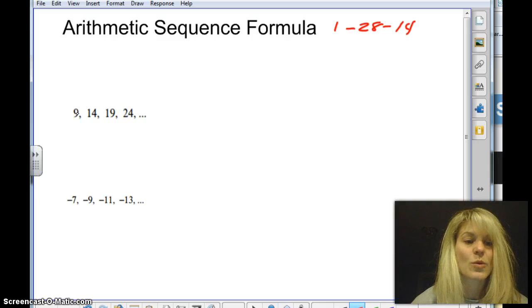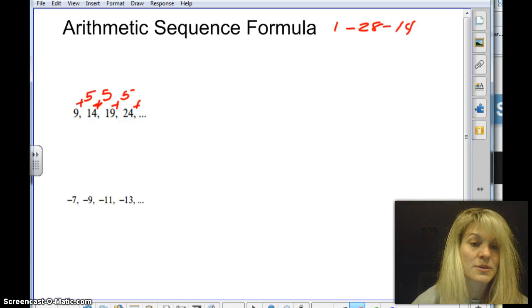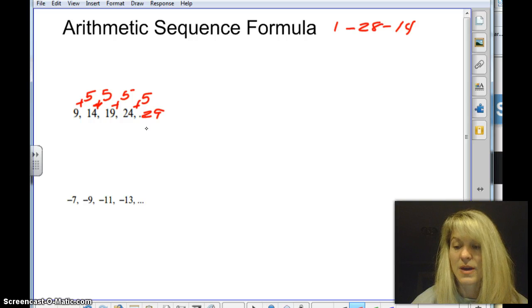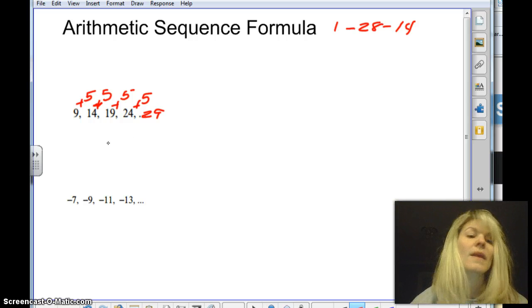So I'm going to look at what happens from 9 to 14. Hopefully you know if we add 5 to 9, we get 14. And if it's an arithmetic sequence, I should be adding 5 each time. 14 plus 5 is 19. So far, so good. 19 plus 5 is 24. So this is my first term, second term, third term, fourth term. If I wanted to find the fifth term, I would just add 5 here, and my fifth term would be 29. So clearly you can see each time we're adding 5. So therefore it's arithmetic.